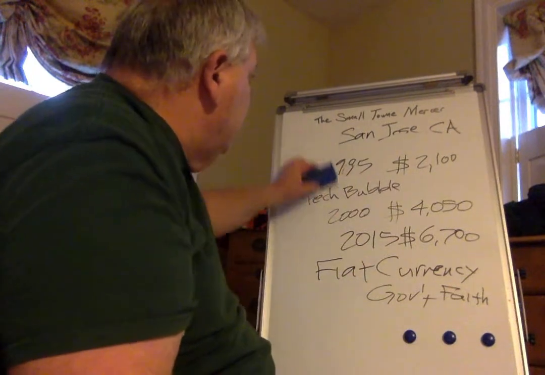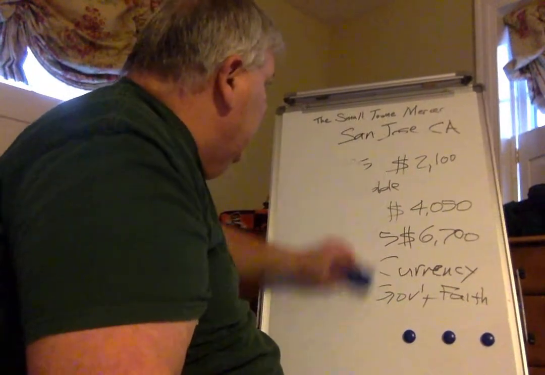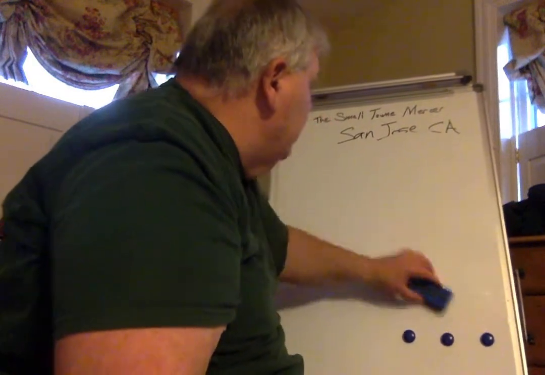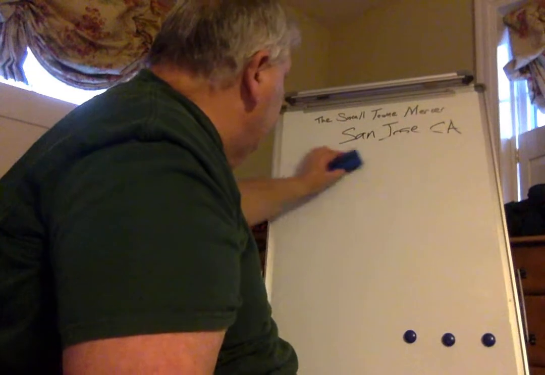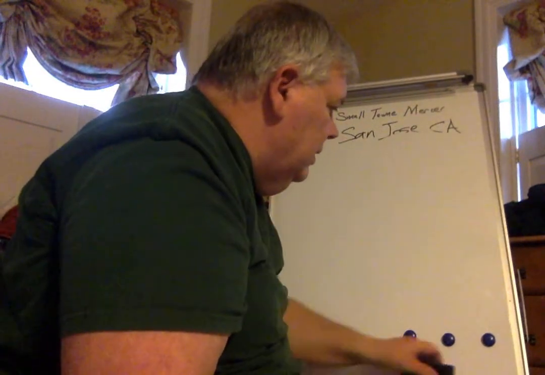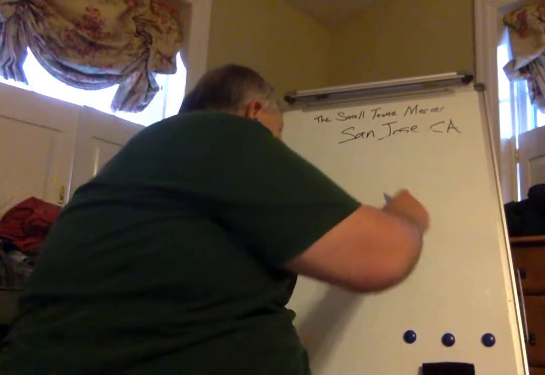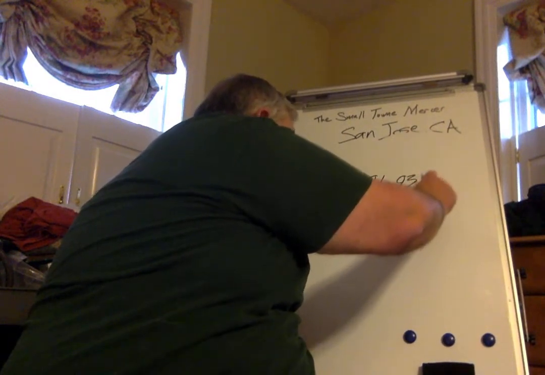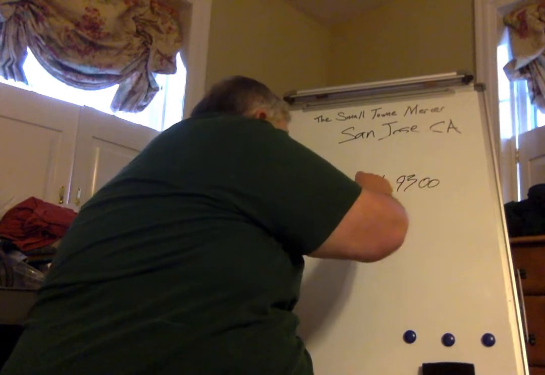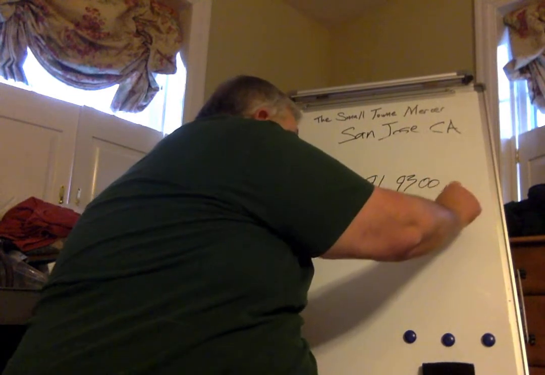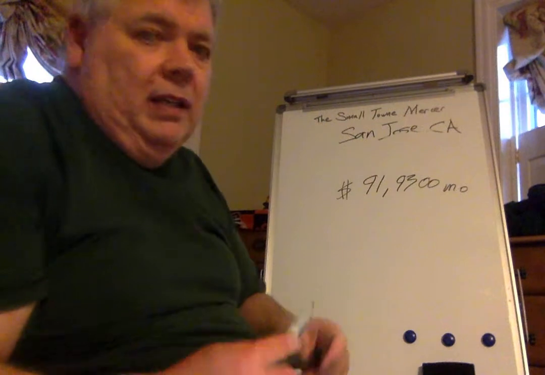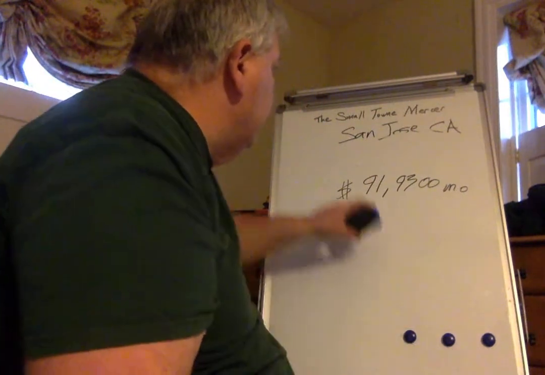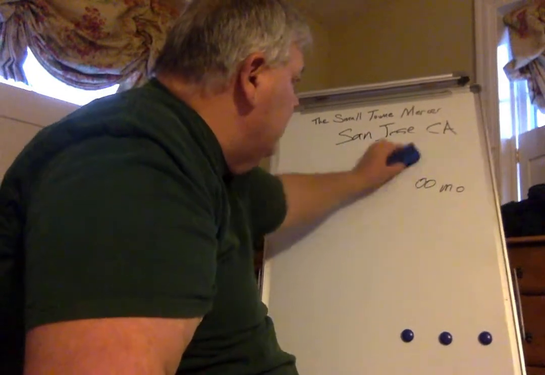Do you realize that today in San Jose, California, in the year 2020, you're talking $9,100 to $9,300 per month is what people make in the Bay Area today. And that's the lesson I wanted to touch on today.